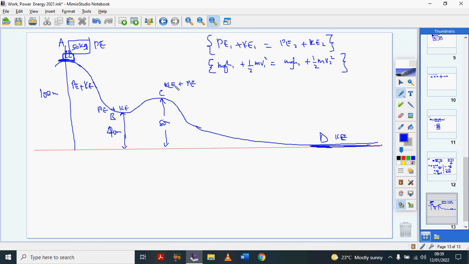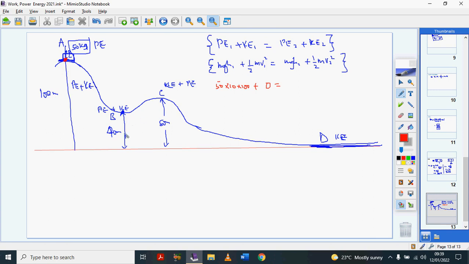So let's try to figure out the speed at point B. At point B, we need to first analyze where it started. It started at point A, and at point A it had only potential energy, which was mass, which is 50, times gravity, I'll just use 10, times height, which is 100. And at point A, it is just starting, so there's no motion yet, so the kinetic energy is 0.